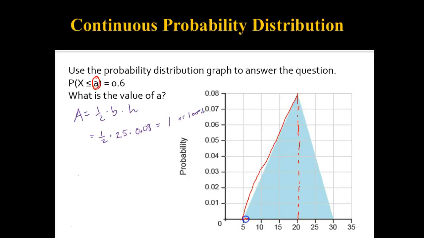Now, if I run the numbers and I find that it's more than 60%, I move the line over a little bit. If I find it's less than 60%, I'll move the line over the other way a little bit. But I'm just going to try this.